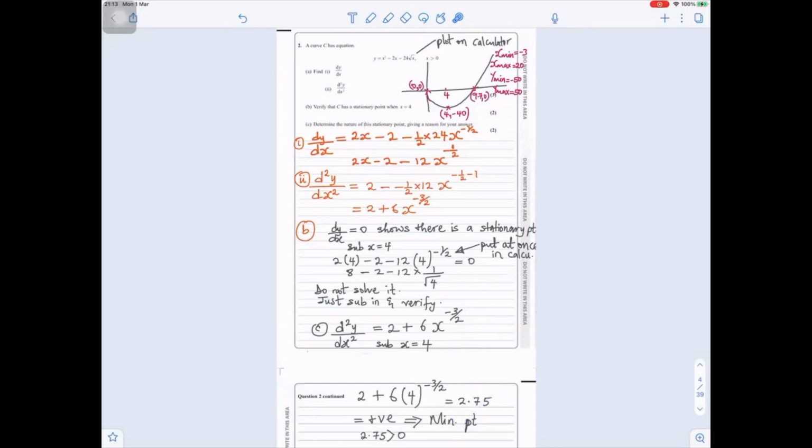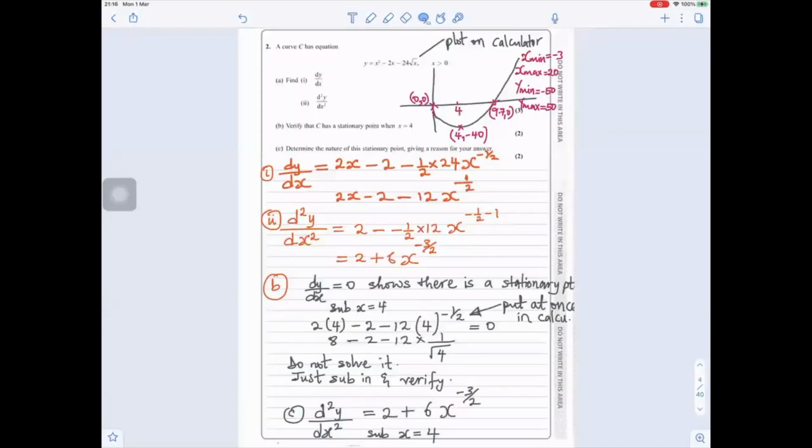That means it's a minimum point. And another way you can do it is you just look right at the top right. You can plot the graph using your graphics calculator. Put that function in the curve, plot it, and you will see the minimum point at 4, minus 40. The calculator will check it for you by showing you the picture, and you can see a minimum point there to confirm it. So that's question 2, and the answers to part A and part B.